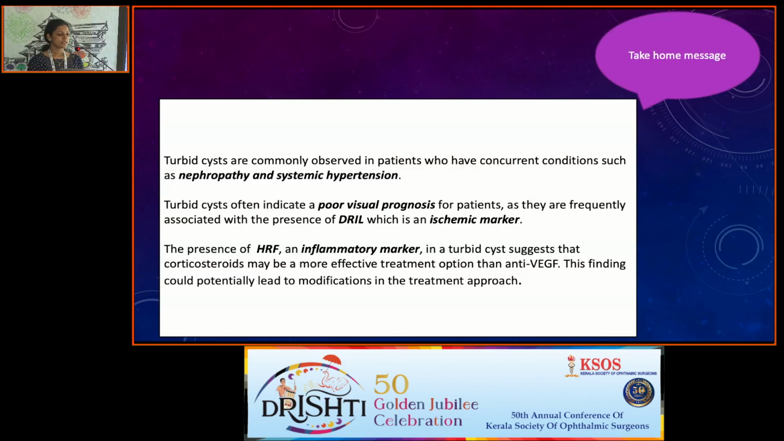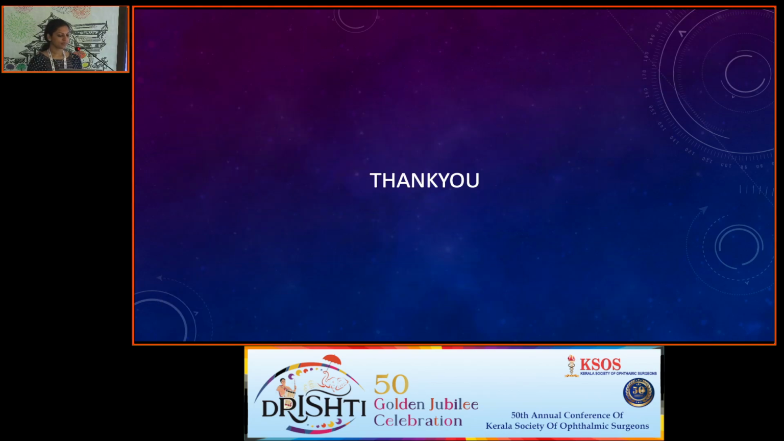And take-home message, turbid cysts are commonly observed in patients who have concurrent conditions such as nephropathy and systemic hypertension, and they often indicate a poor visual prognosis for patients as they are frequently associated with presence of disorganization of inner retinal layers, which is an ischemic marker. And the presence of hyperreflective foci is an inflammatory marker, so corticosteroids may be a more effective treatment option than anti-VEGF, and this finding could potentially lead to modification in the treatment approach. These are my references. Thank you.